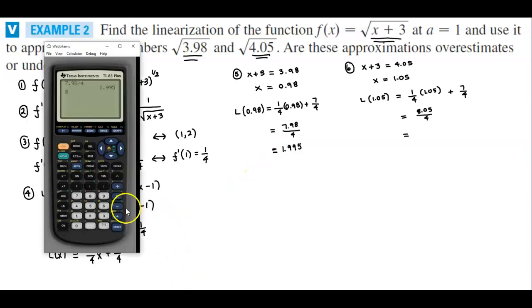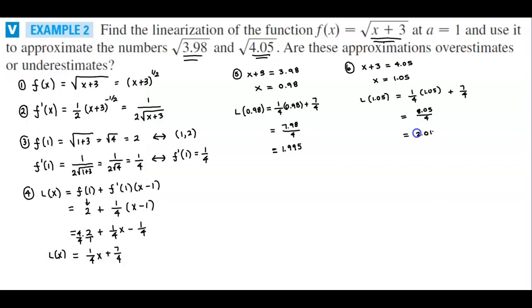So let's go ahead and do that. So 8.05, divide that by 4, gives us 2.0125. Okay, so we can see that the linear approximation gives an approximation over an entire interval. So let's take a look and see what this looks like on the graph.